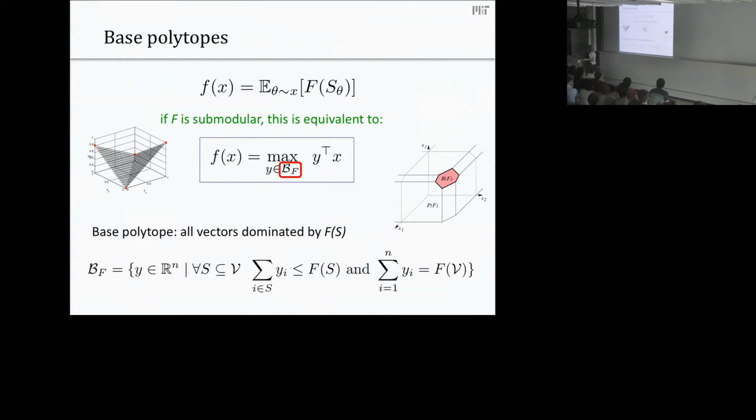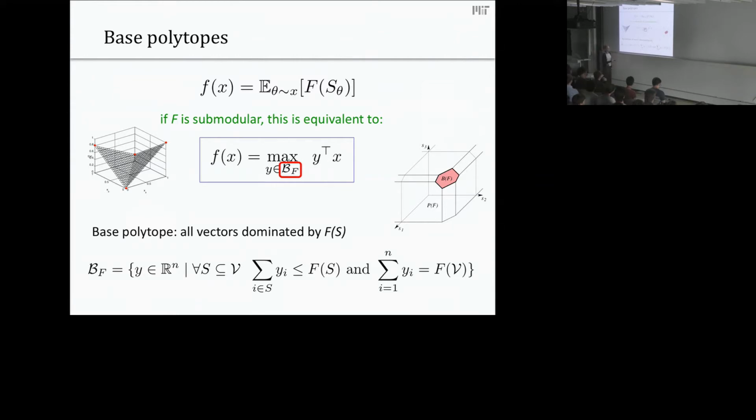So what is this BF? It looks a bit complex, but it's basically all the vectors y that are dominated by your set function. So what does it mean for a vector to be dominated by a set function? Again, remember that every coordinate in our vectors corresponds to an item in my set. So what I'll do is for all possible subsets, I'll sum up the values of my vector in that set. And this shouldn't be larger than f of S. And then the entire vector should sum up to f of V. This is my linear inequality. So this is the linear inequality, just summing up. And it looks a bit complex.